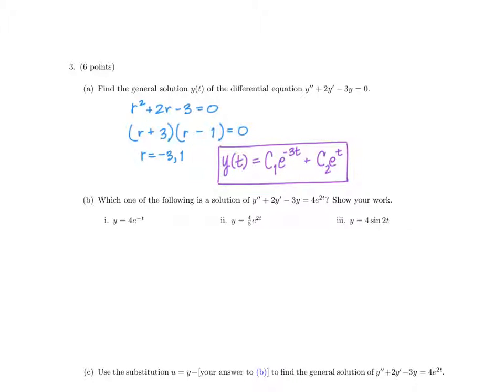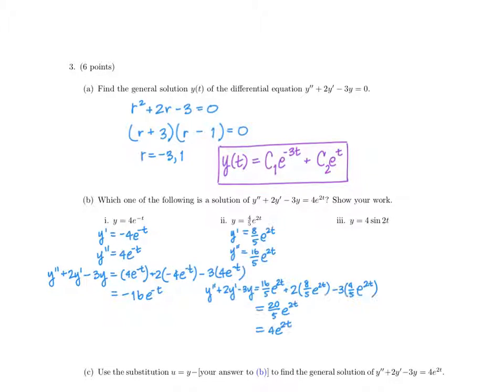Well, let's take a look at option 1. With option 1, we take a moment and we calculate y prime and we calculate y double prime. And if this was our y prime and y double prime, then y double prime plus 2y prime minus 3y is going to equal -16e to the negative t, not 4 times e to the 2t. So this particular choice for y is not a solution. We have to keep hunting.